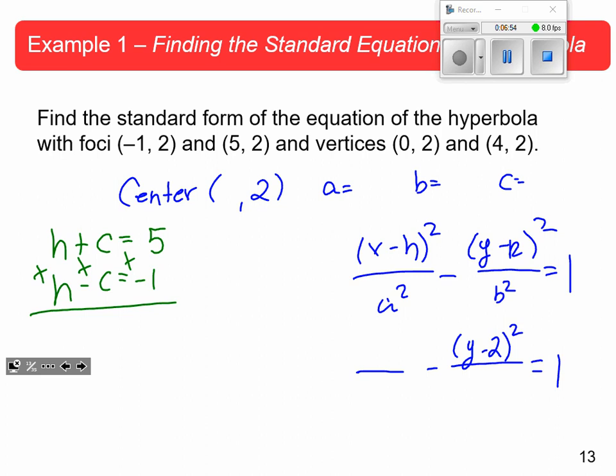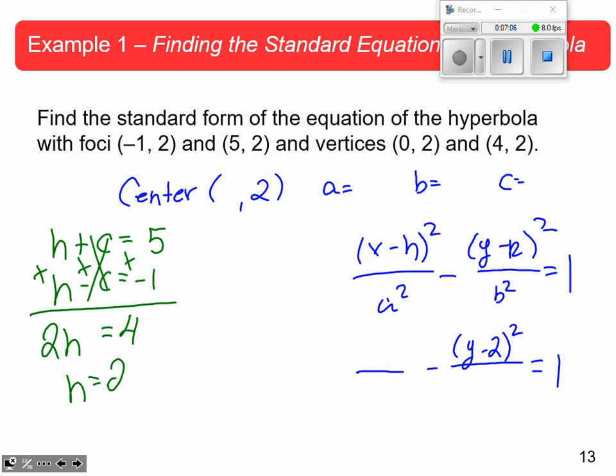And I'm going to add them together because it's going to be a little bit easier to work with, because h plus h will be... so the center is at 2, 2. So what plus 2 is 5? 2 minus 3 is? So c is 3.